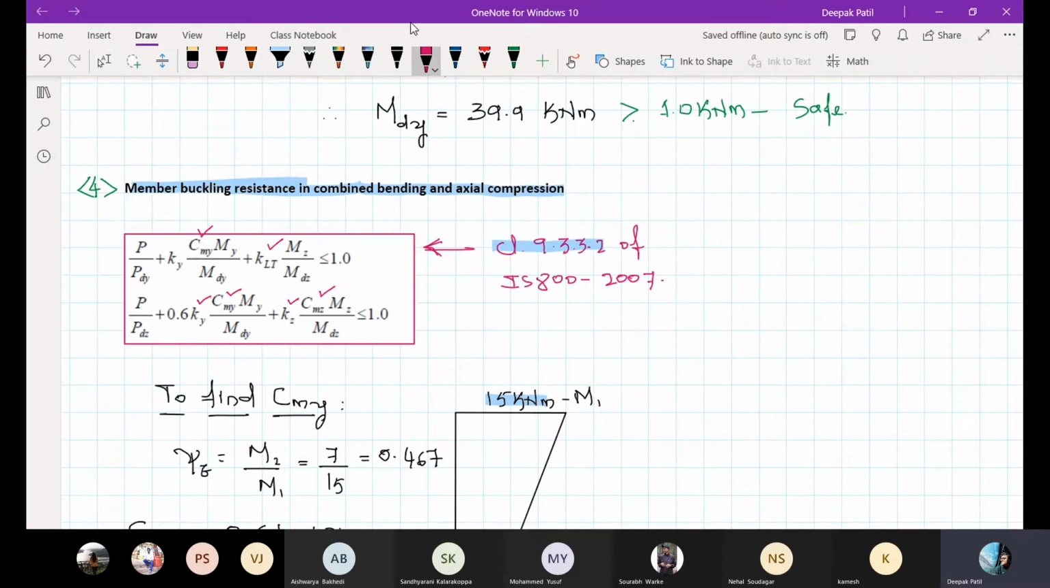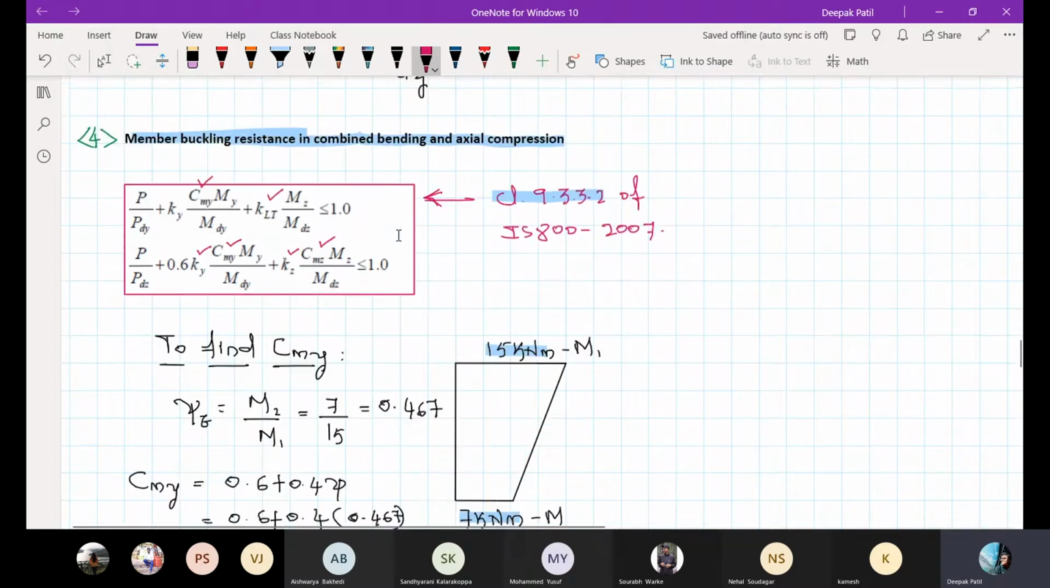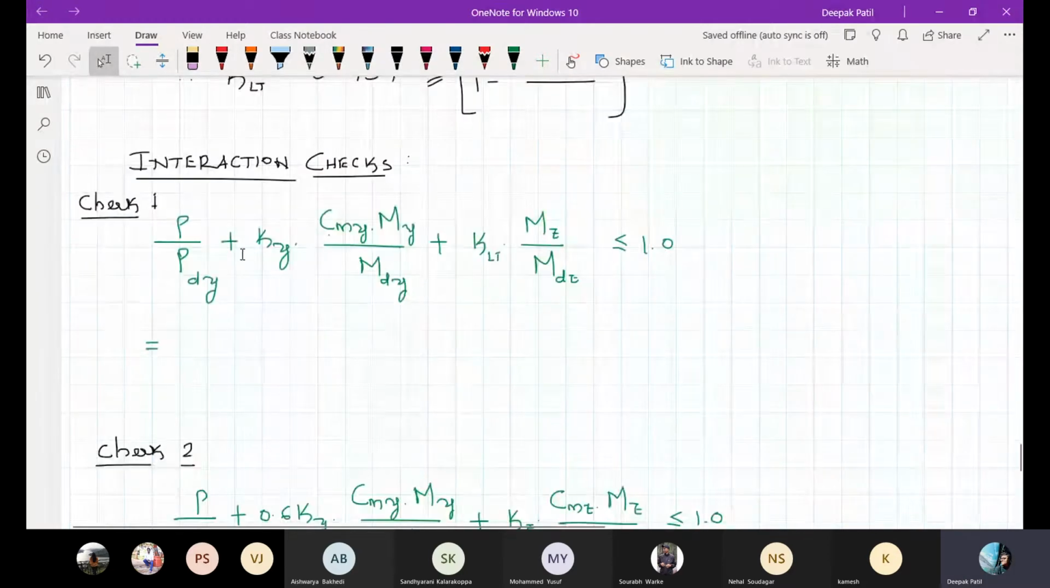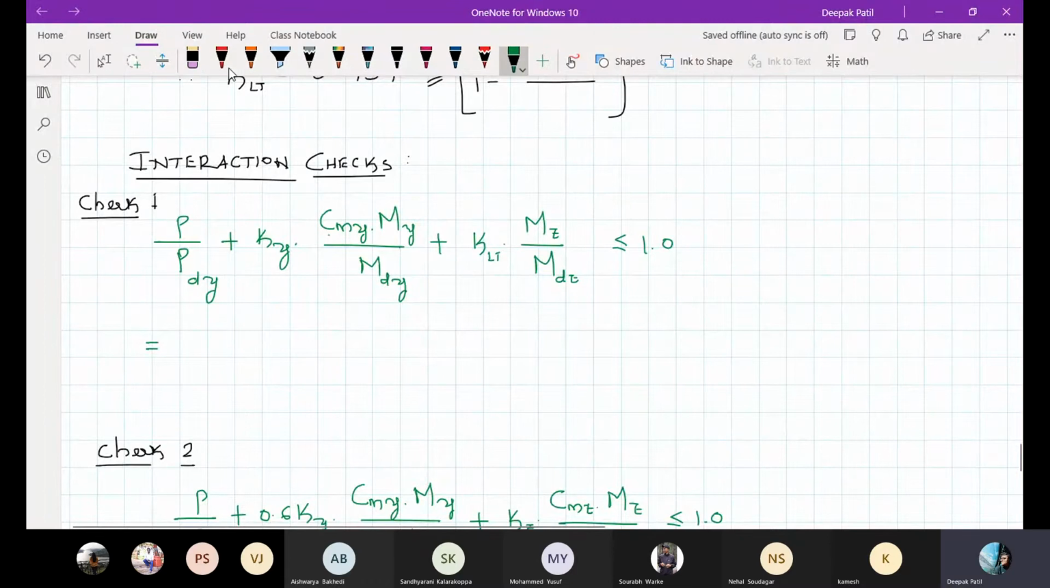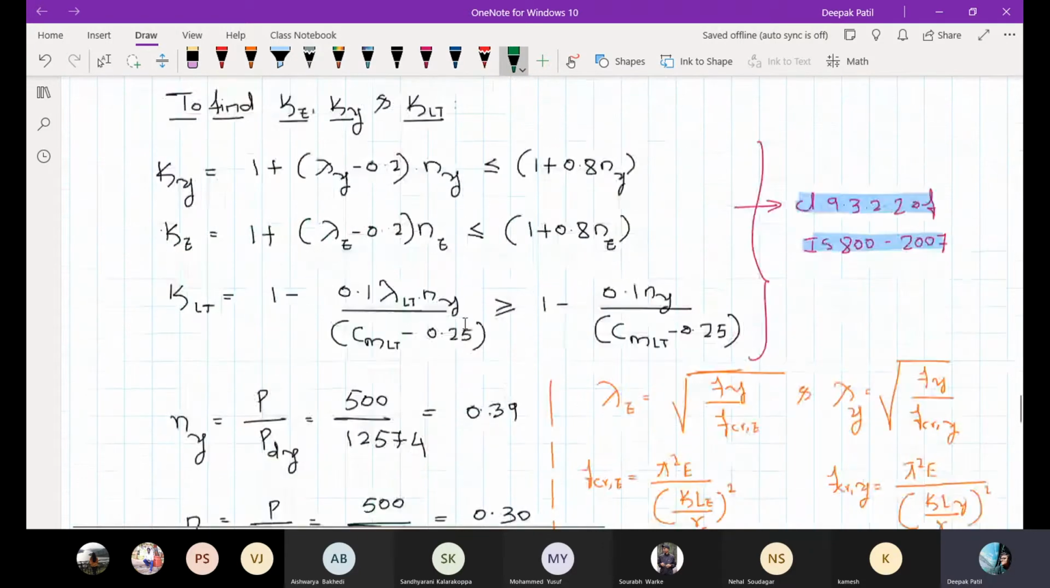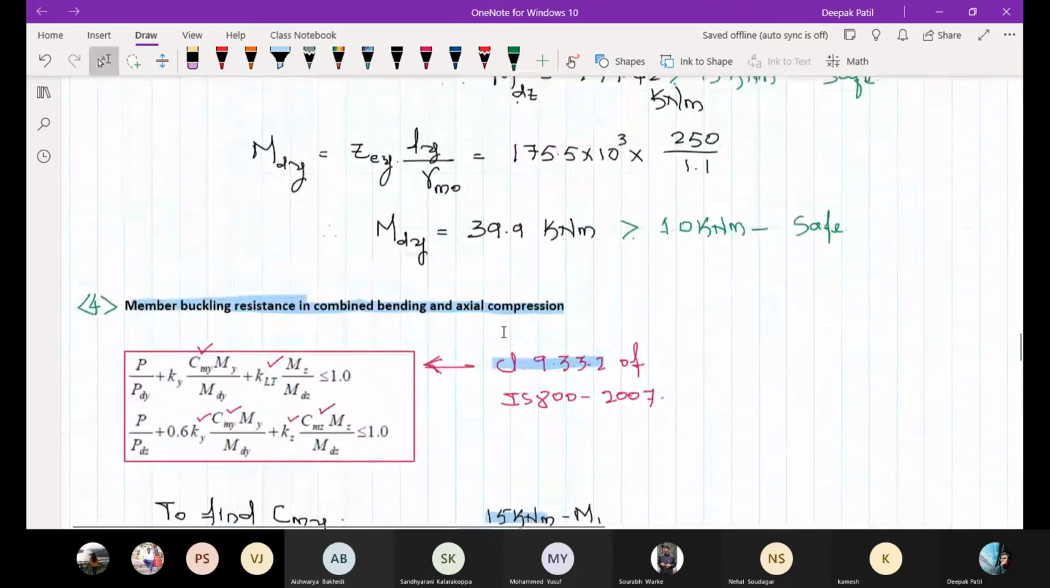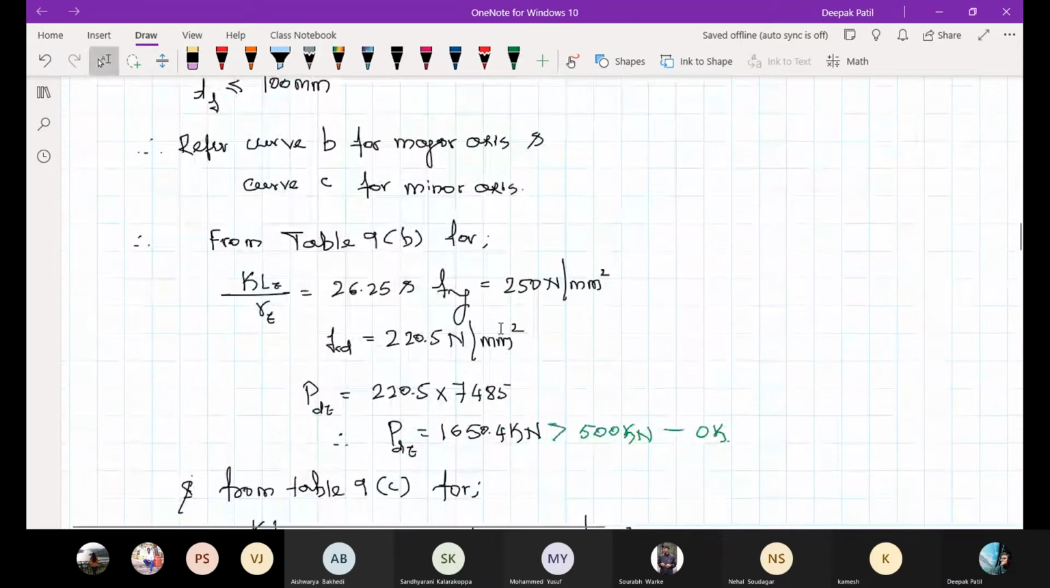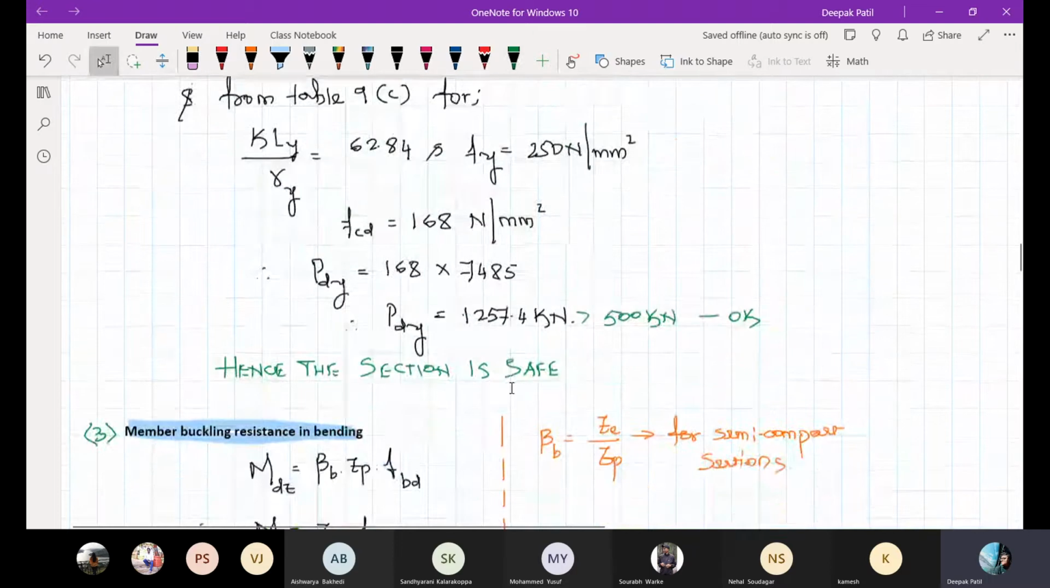MY is the bending moment applied on the column in the minor axis. MZ is once again the same thing, bending moment applied on the column along the major axis. So let us substitute all of them. Check number 1: P by PDY. First P is 500 divided by PDY. I have already calculated PDY. Let us check where I have calculated it. Yeah, PDY is 1257.4.